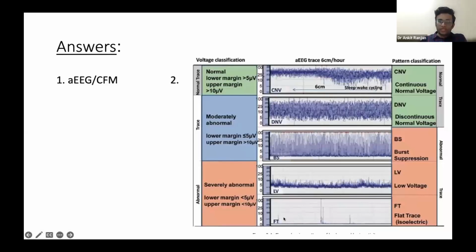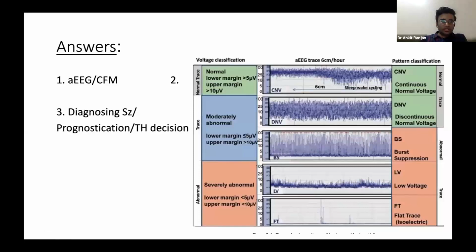So a very subdued waveform indicates flat trace or low voltage. And in the moderately abnormal waveform, burst suppression can come. In the moderately abnormal category, though discontinuous normal voltage has been classified, in some babies in the initial period this can be a normal phenomenon when the baby is sleeping. And continuous normal voltage is obviously the normal pattern in a term newborn.